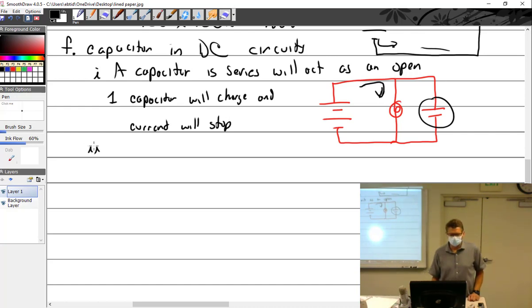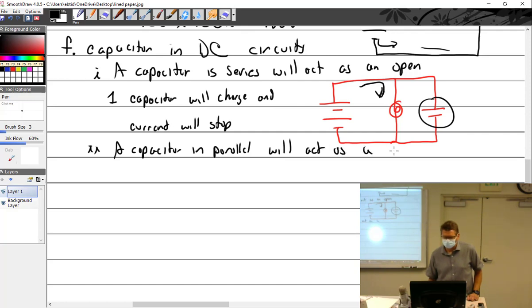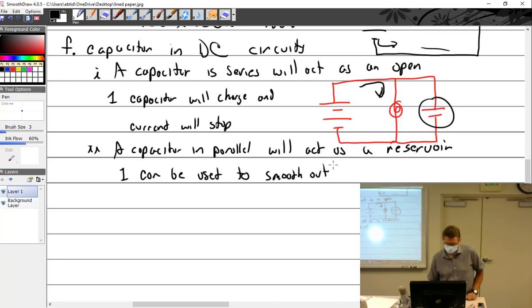A capacitor in parallel will act as a reservoir. And what do we do with that? Well, it can be used to smooth out choppy DC. That's where your DC line isn't very straight, but it's kind of going up and down all over the place.